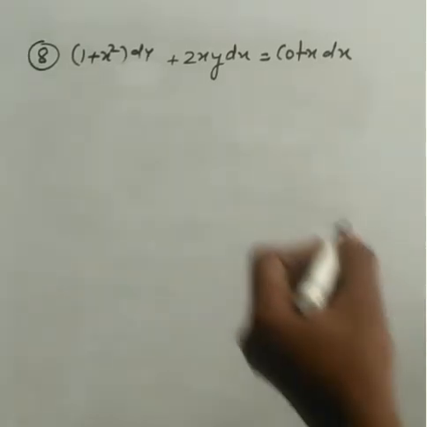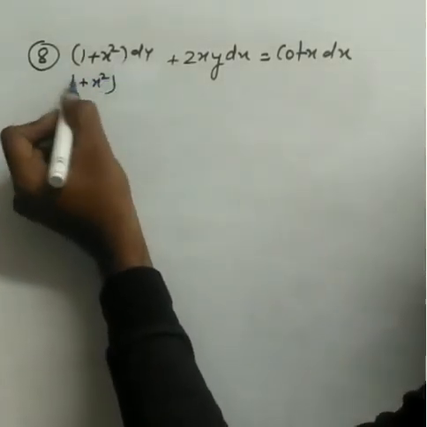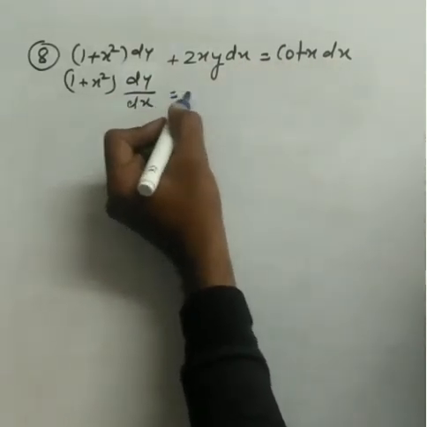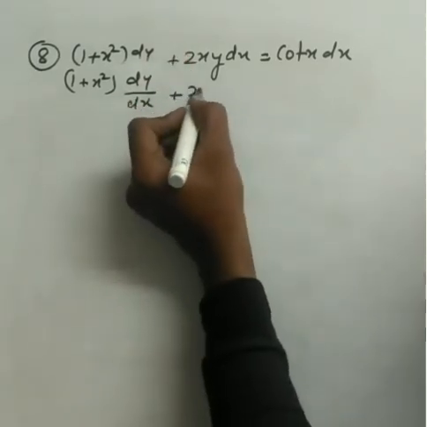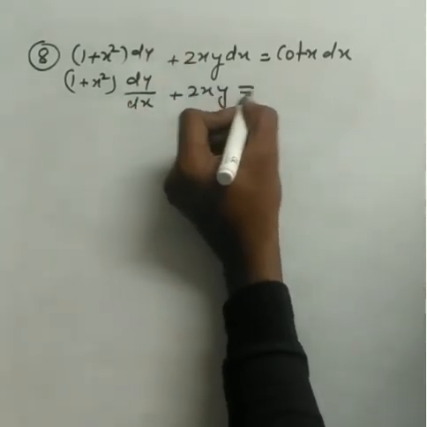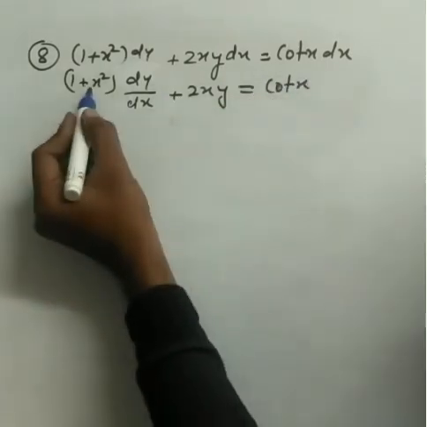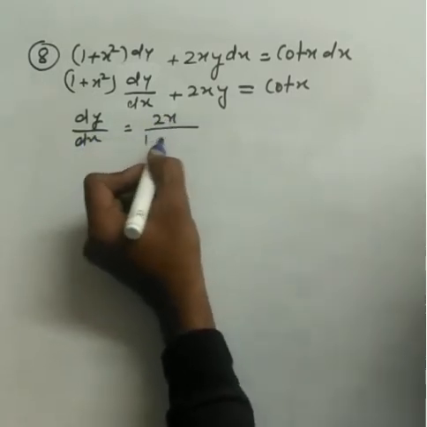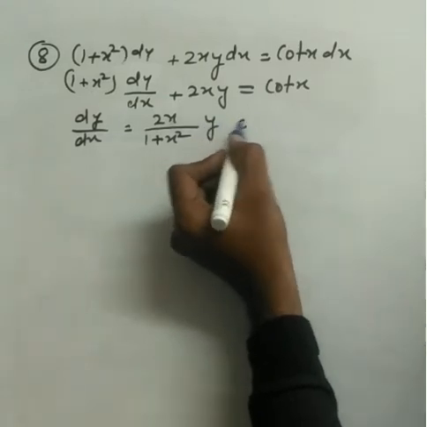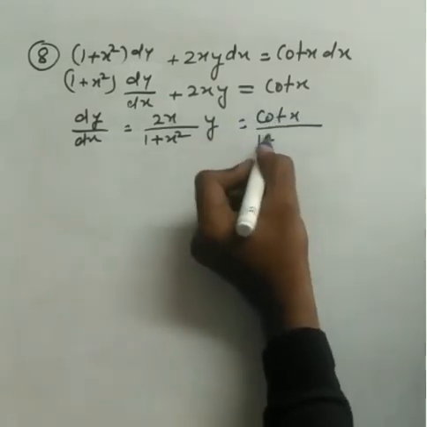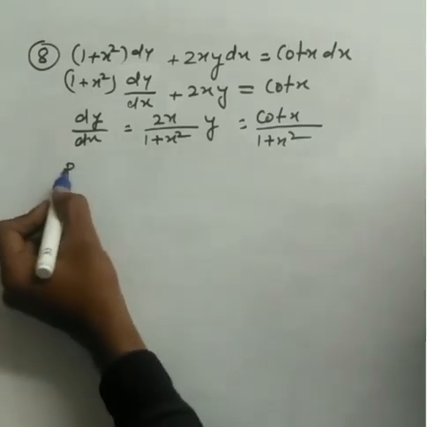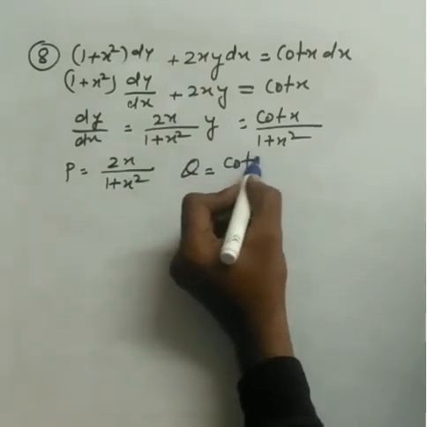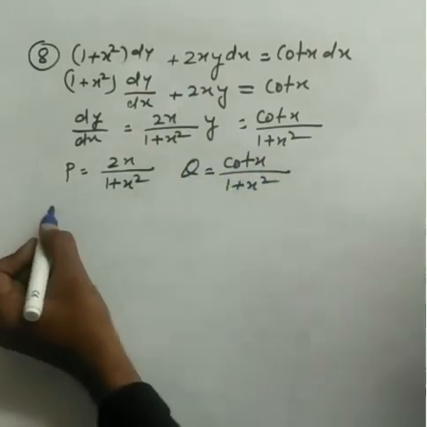Here first we divide it by 1 plus x square. We divide it by dx. Here dy by dx plus 2xy equal to cot of x. Now divide by 1 plus x square. dy by dx plus 2x upon 1 plus x square into y equals cot x upon 1 plus x square. P is 2x upon 1 plus x square. Q is cot x upon 1 plus x square.